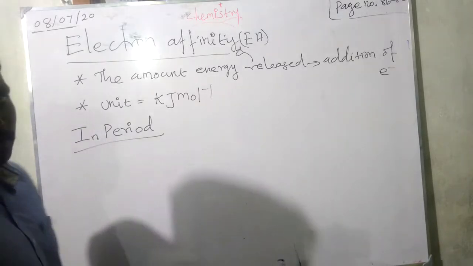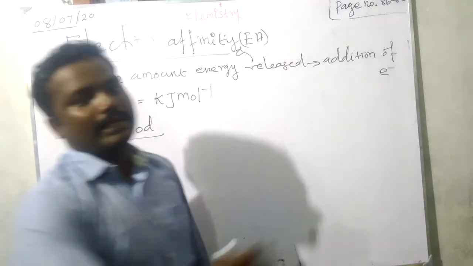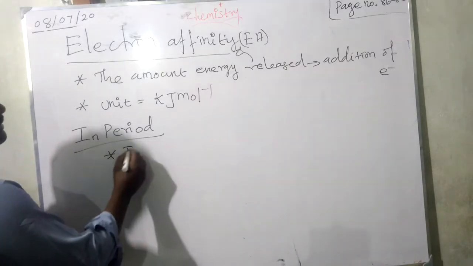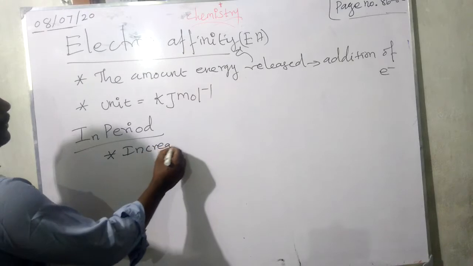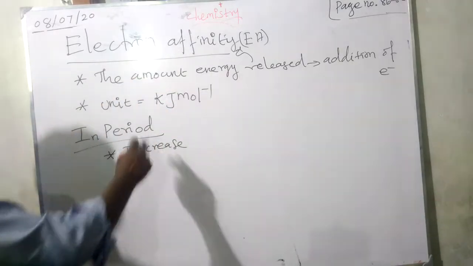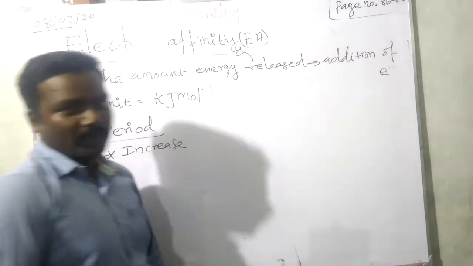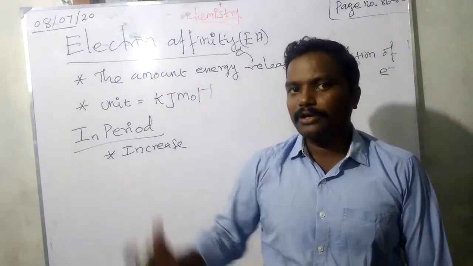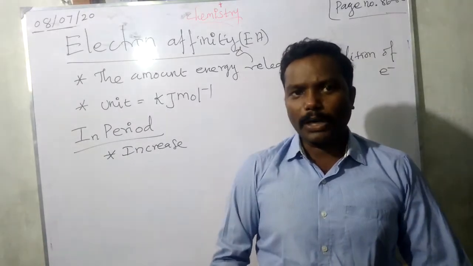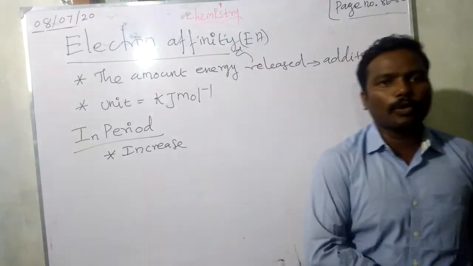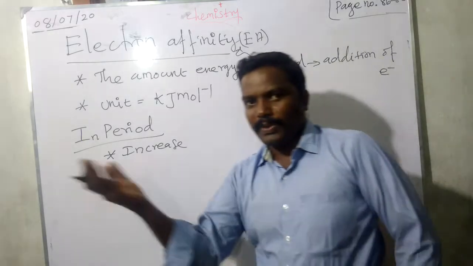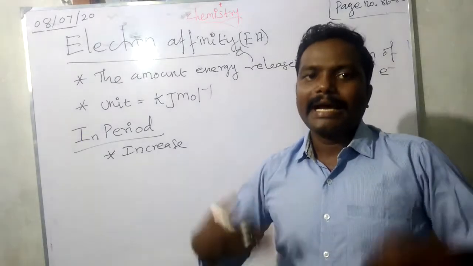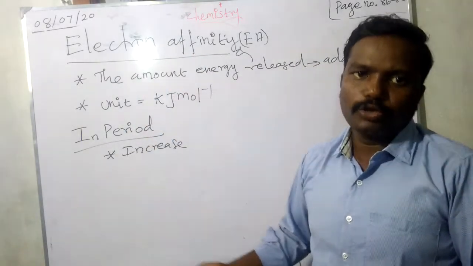electron affinity. So does electron affinity in the period increase or decrease? Yes, it increases. The electron affinity in a period is increasing. Why does it increase? We know already: ionization energy also increases left to right. Period means what, my dear students? The horizontal rows are called periods. So in the period, going left to right, ionization energy will increase, as well as electron affinity will also increase.